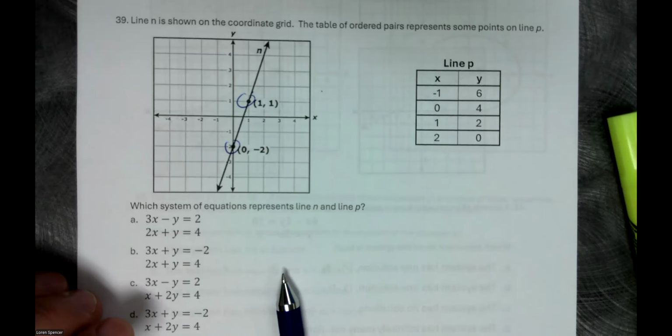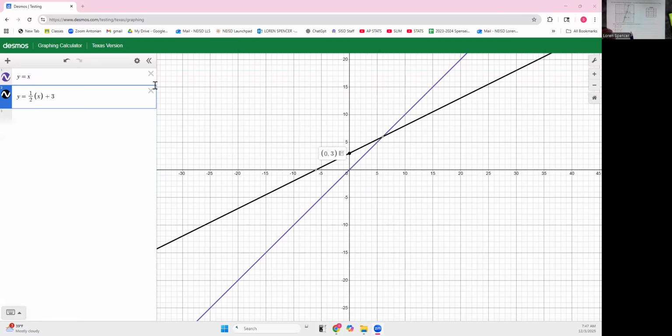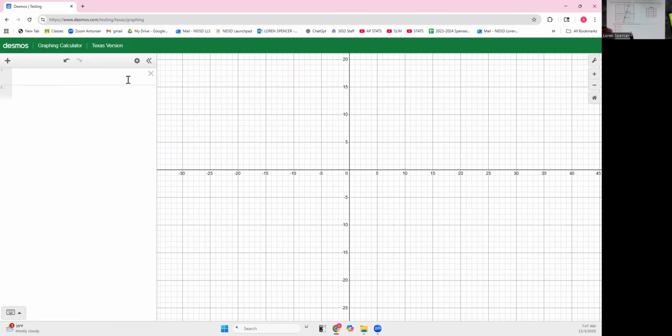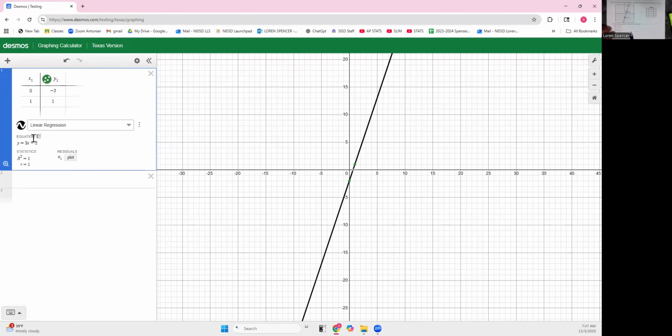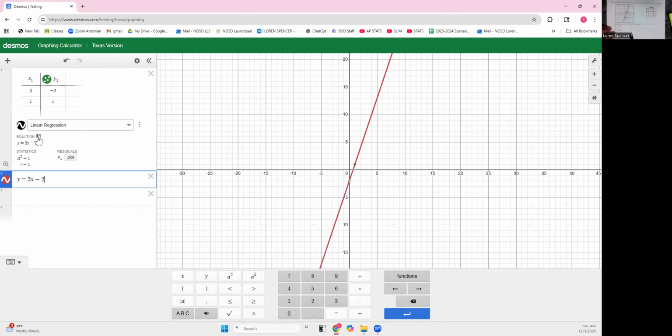So here we go. Share, plugging in the points. All I'm doing is plugging in the points to the initial line that they gave us. So I'm going to press the plus button, the table, and they initially gave us 0 and -2. And then they also gave us 1 and 1. I'm going to hit the domino button, and my equation is 3x minus 2. So I'm writing that down. Y equals 3x minus 2.